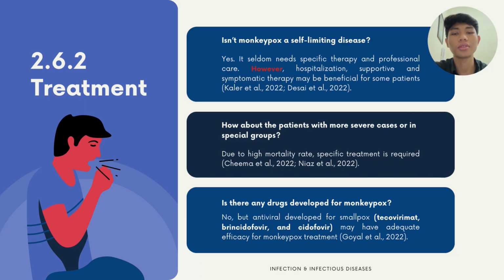Monkeypox in more severe cases and special groups, for example immunocompromised patients, pregnant women, and the pediatric age, may require specific treatment due to the high mortality rate. As of right now, there is no drug specifically developed for monkeypox. However, several antivirals developed for smallpox, for example tecovirimat, brincidofovir, and cidofovir, are expected to show signs of efficacy in monkeypox treatment. Those drugs work in both diseases due to the genetic similarity of both orthopox viruses.